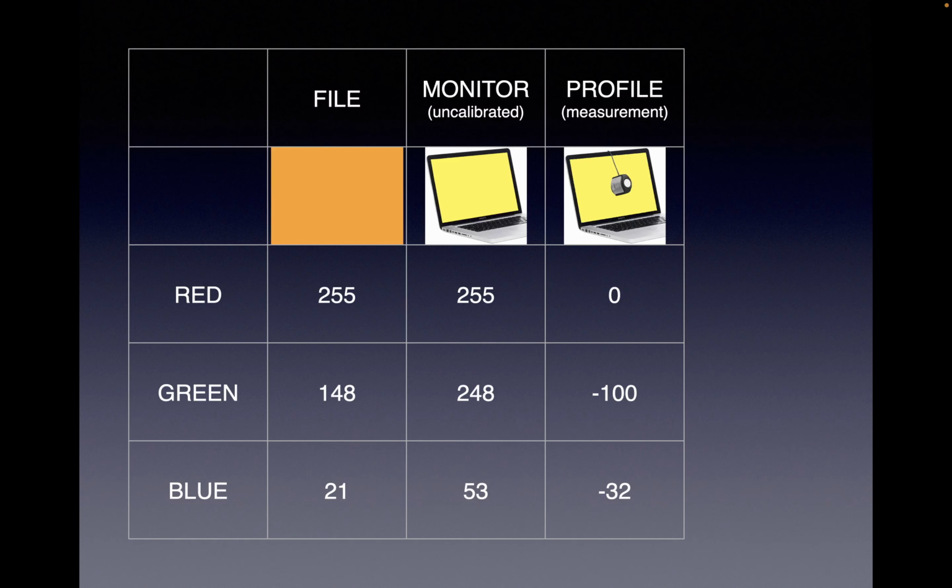Where were the colors right that were asked for, but where are the colors off, and how much are they off? It measures the derivation, and it builds this table, and you can see that in the profile right here. It understands that the file wanted 148, that the monitor is saying 248, and that, okay, we need to lose 100 of this green when it's asking for this color to make it correct.